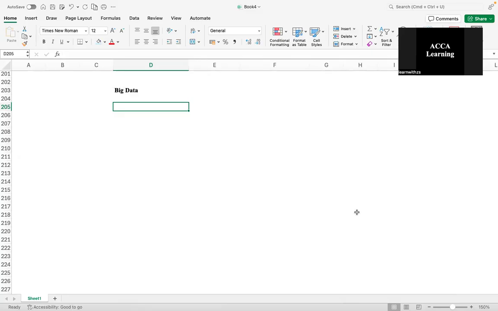Now, let's break down the characteristics of big data, all right? There's something known as the three V's model. This model has three terms which start with V, the first one being namely volume.